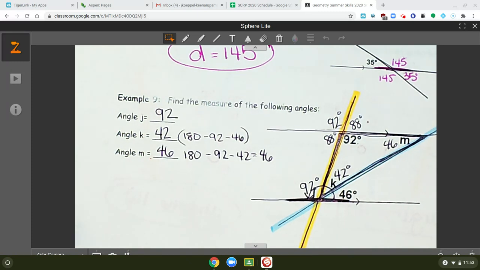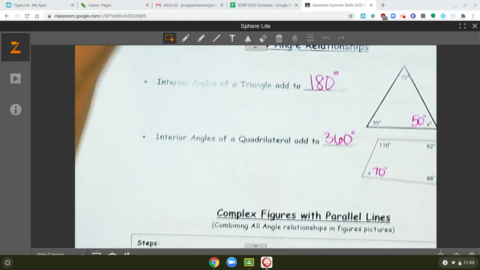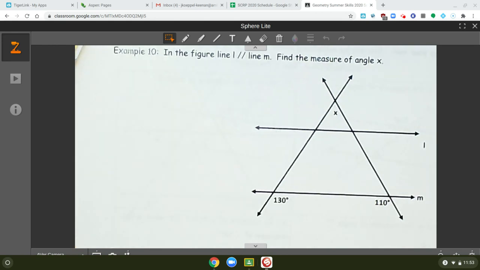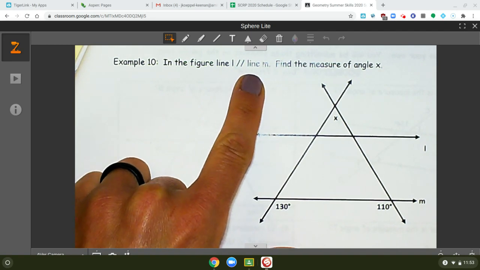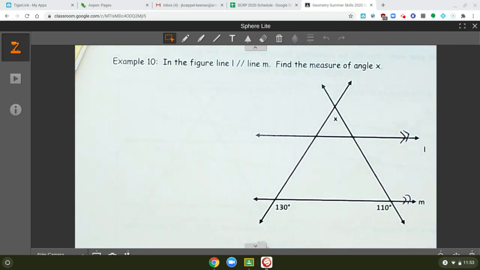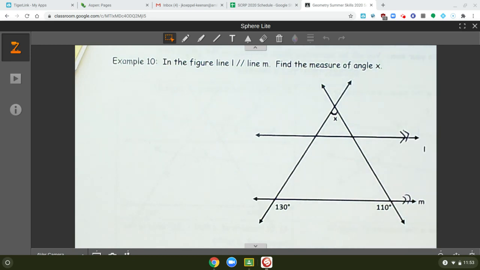All right, I've got two final questions left for us to try today. And then you'll go to your individual practice, which is a little bit shorter today. So let's take a look. Example number 10. In the figure, line L is parallel to line M. So these lines are parallel. Find the measure of angle X. Now, angle X is this angle way up here.